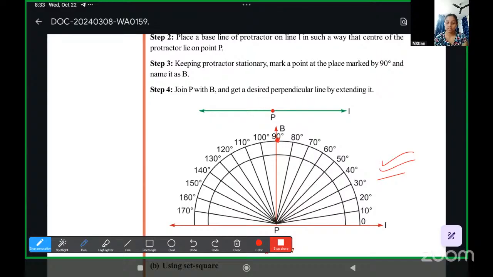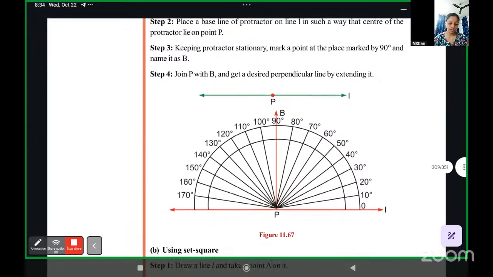Good. Now Joshua, join B and P. Done, ma'am. Show me. You have to turn off the filter and then show. Bring it closer. Okay, correct, Joshua. That is how you draw a perpendicular line using a protractor.